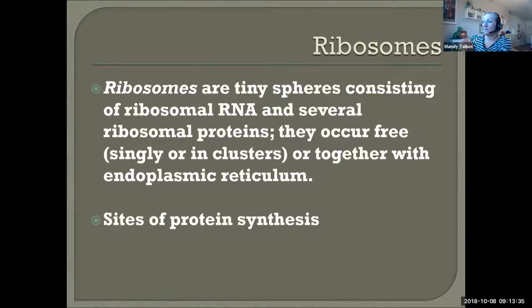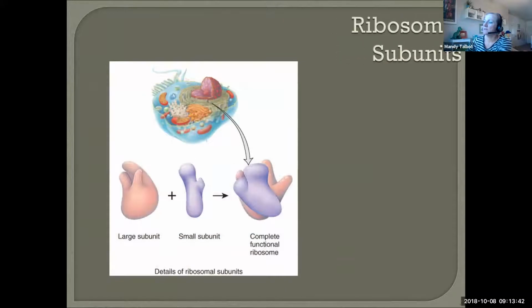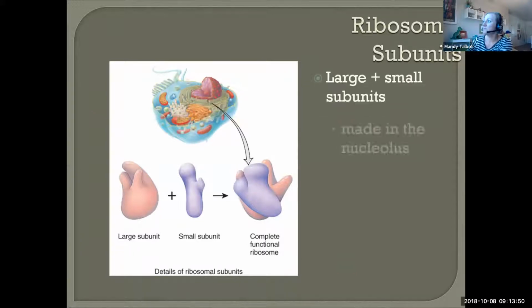They can be found on the endoplasmic reticulum, or they can be free floating. So you see here how they're made of a large subunit and a smaller unit, and this makes a complete ribosome that helps to make those proteins.